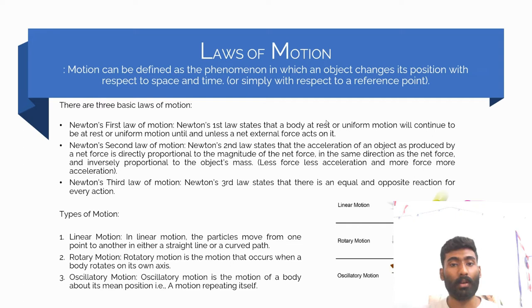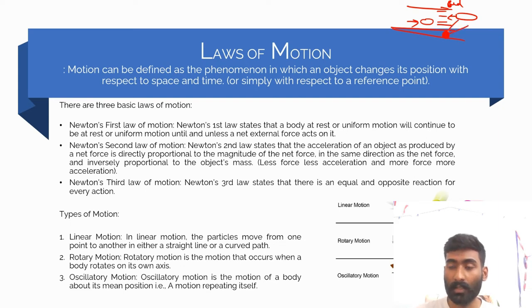Okay, what are the laws of motion? Motion can be defined as the phenomenon in which an object changes its position with respect to space and time, or simply with respect to a reference point. For example, you're waiting on a zebra crossing to cross the road, but it's red here and the car is moving in both directions. So from your point of view, let's take you as a reference point because you're standing in the same position. You're not changing your position with respect to anything, but with respect to you, this car is moving in this direction and this car is moving in this direction.